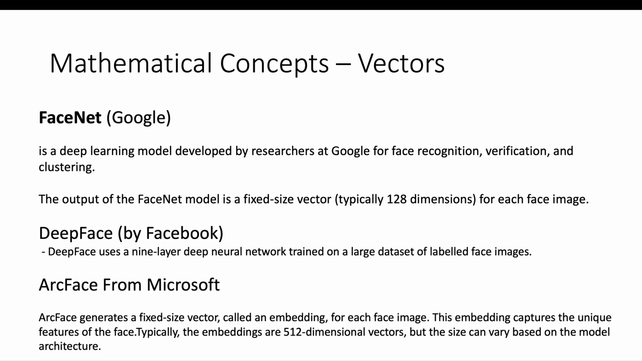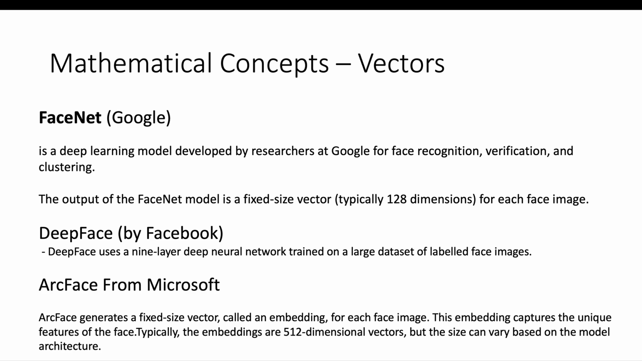Now, there are lots of deep learning models in the market right now. One is FaceNet, developed by Google, and the output of the FaceNet model is a fixed size vector, typically 128 dimensions for each face image. So if you look at these deep learning models, there is a vector inside. DeepFace, again by Facebook, also stores images as vectors, and this is a 9-layer deep neural network trained on a large dataset of labeled face images. And then there's ArcFace from Microsoft. Again, the embeddings are 512 dimensional vectors, but the size can vary with the model architecture.